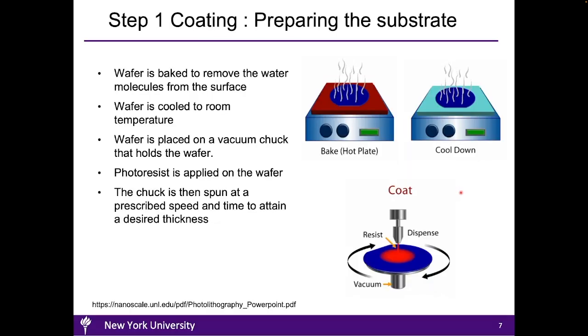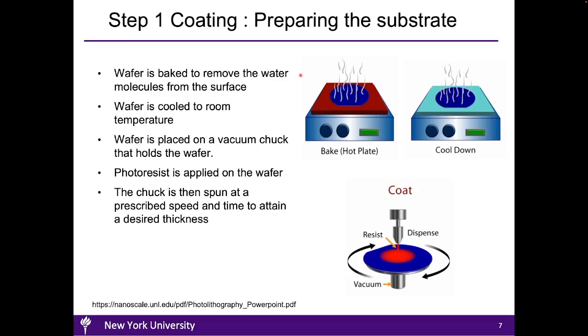Let us now delve into the high-level details of the different steps in a photolithography process. The slide here shows the steps involved in coating a wafer with a photoresist. The first step is to remove the water molecules which are deposited from the room air onto the wafer surface. This step is performed to improve the adhesion of the photoresist to the wafer.